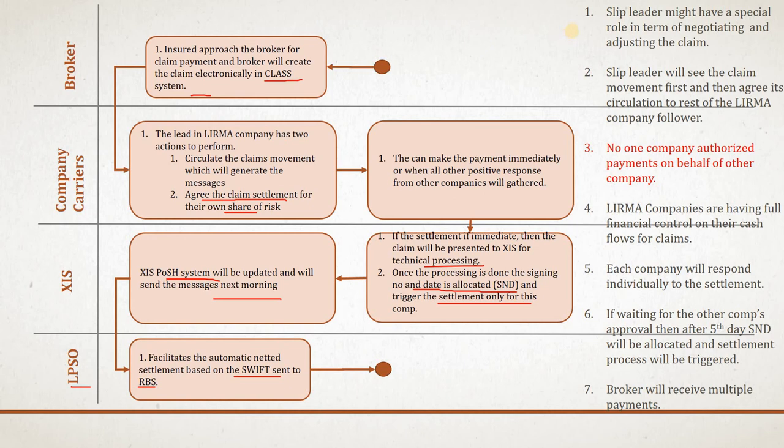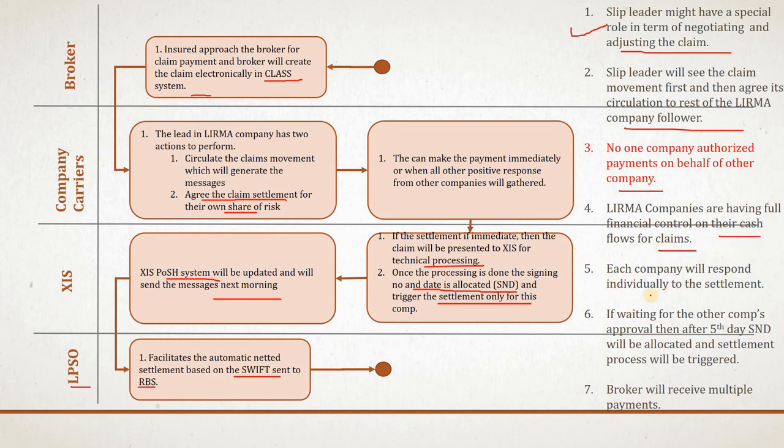Let's have a quick review of the key points over here. The slip leader might have a special role in terms of negotiating and adjusting the claim. Here, the slip leader will see the claim movement first and agree its circulation to the rest of the LIRMA companies. That is another difference. No one company authorizes payment on behalf of other companies. So say for example in Lloyd's and in ILU, if the lead agrees, then others will follow. But in this, as I said earlier, in LIRMA, all the followers have greater control on their monetary movement. The LIRMA companies have full financial control on their cash flows just now.